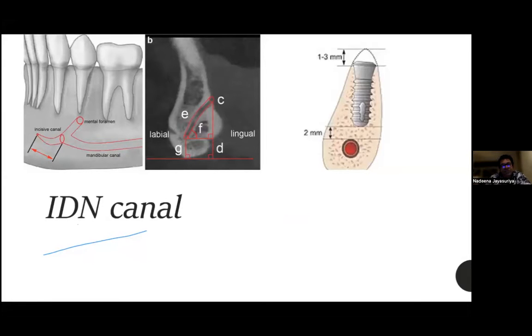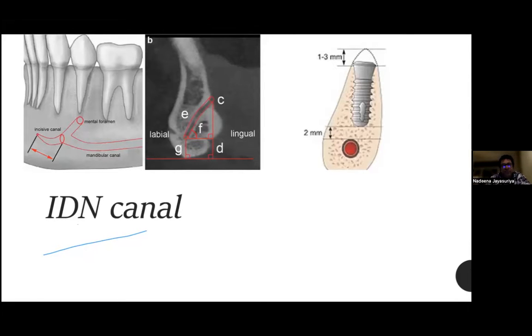There are challenges, like you have the inferior alveolar nerve, you have the mental nerve turning upwards again, you have the maxillary antrum. So these are anatomical structures that you already know. So you just have to take care. This is not difficult. Now with cone beam CT, planning is very easy.